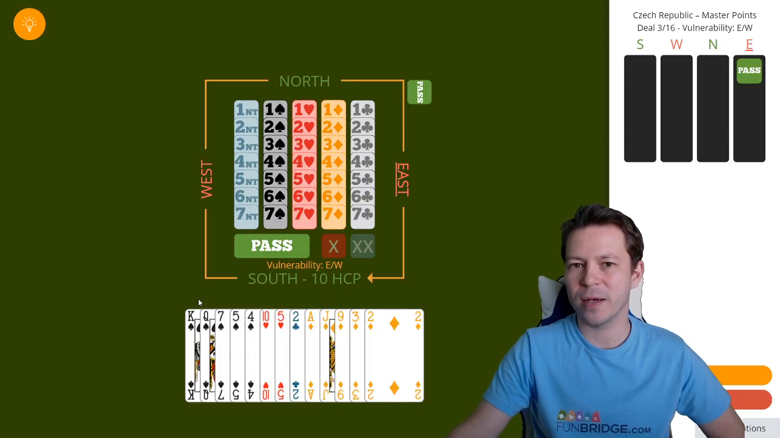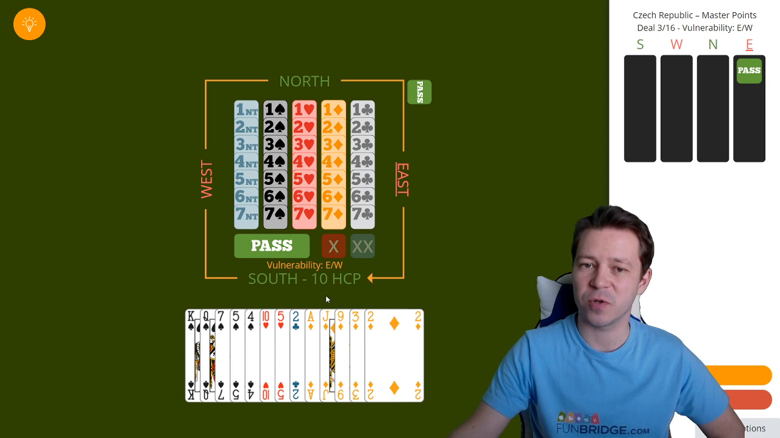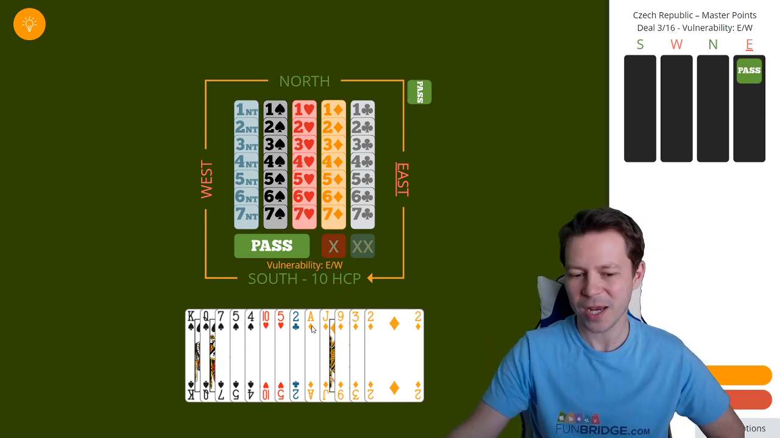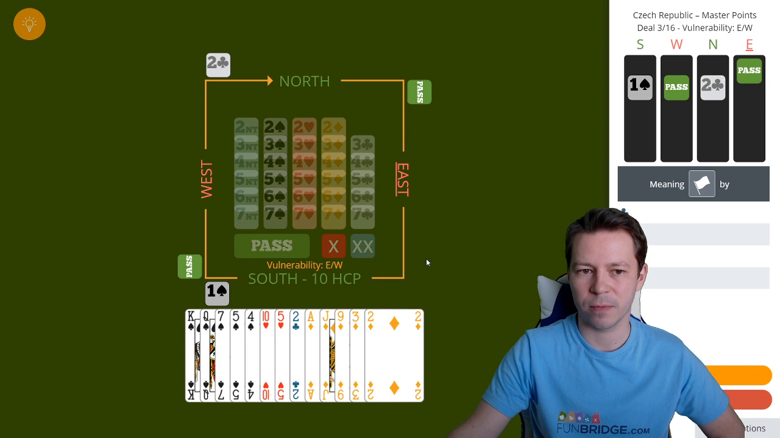For opening one level, you should also fulfill the condition that you have some defensive tricks. At minimum, you should have 2, and you should have 3 useful honors. And actually you kind of have that with the ace of diamonds and king-queen in spades. That's potentially 2 defensive tricks. So I think this is an okay one spade opening.